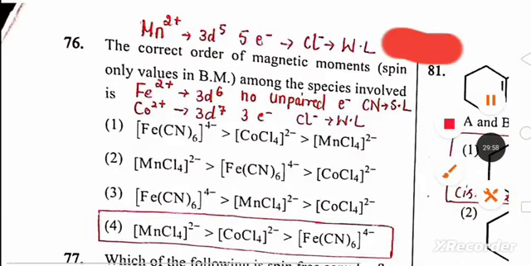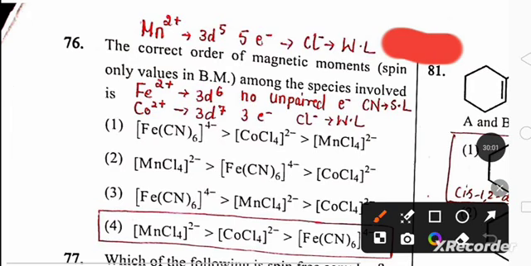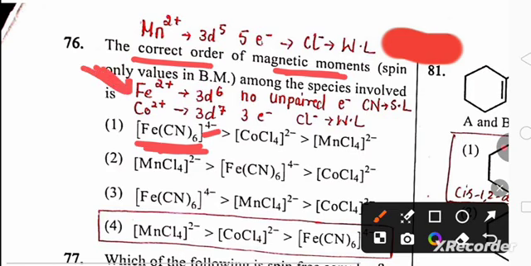Next question belongs to D and F block elements. What is the correct order of spin-only magnetic moment among the species? In the first case, iron is there with the strong ligand CN. If you calculate, the oxidation state of iron is Fe2+. Fe2+ will have a 3d6 configuration. Because cyanide is a strong ligand, it leads to pairing, so there is no unpaired electron. So Fe(CN)6 4- will have zero magnetic moment.